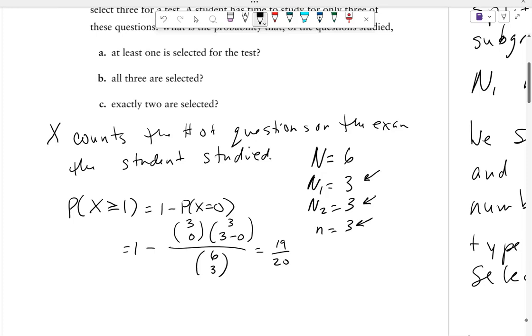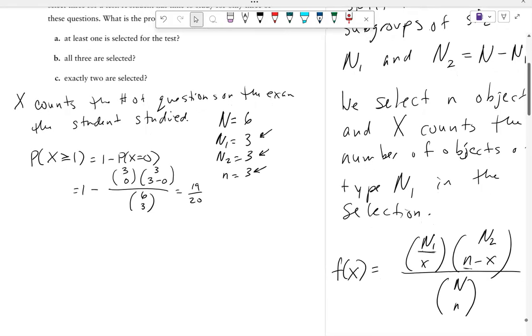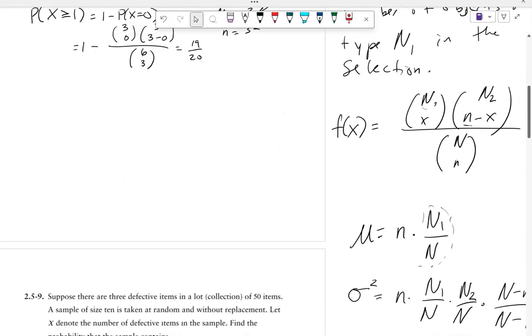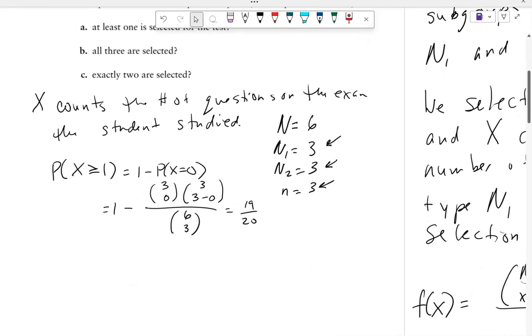Is that okay? Yes. No, it's exactly the same. We've studied the hypergeometric before. What we haven't talked about was the mean or the variance, right? But we've studied this before. You're right. It's not any different than what we did before.